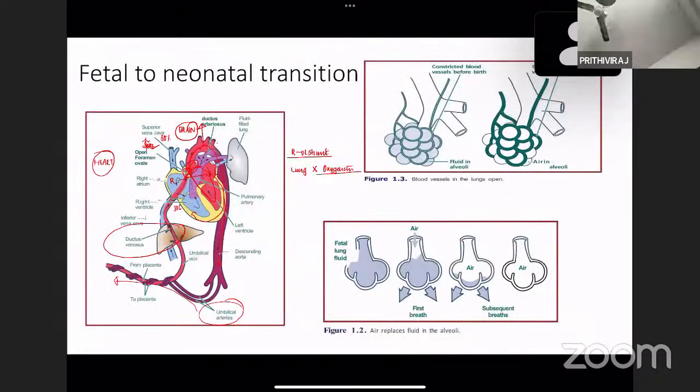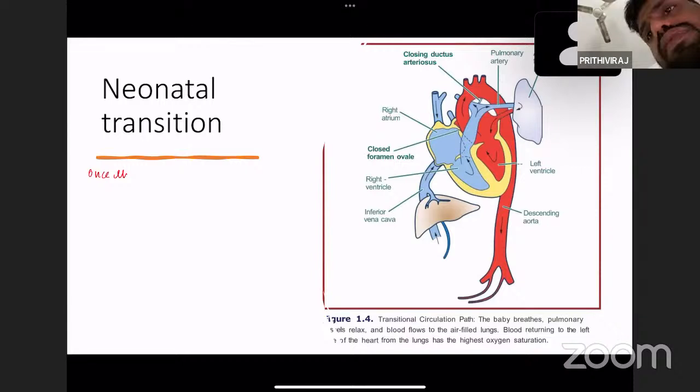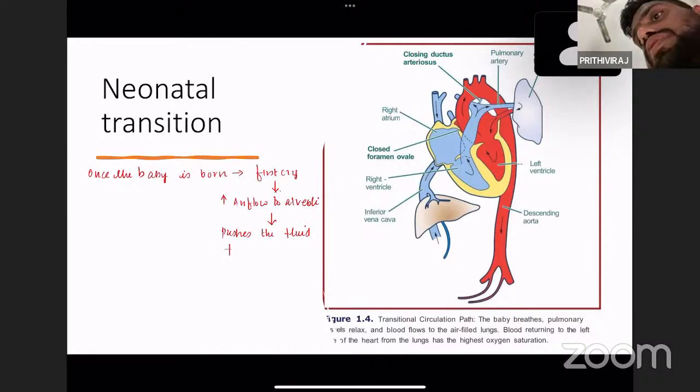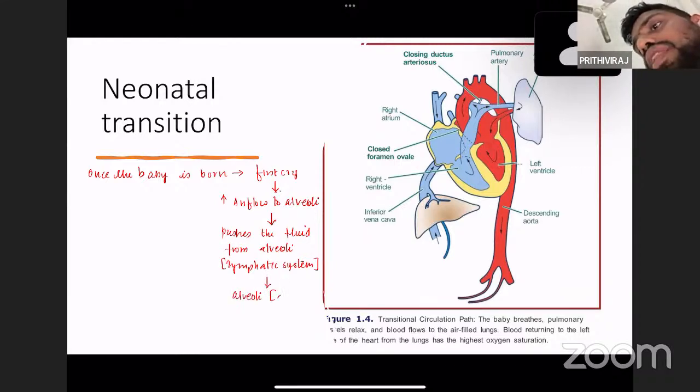So what are the steps that will happen in the neonatal transition? One, we always see, once the baby is born, the first cry will cause air to enter the alveoli. This pushes the fluid from the alveoli into the lymphatic system, and your alveoli will be filled with air. Now, this is the first step.